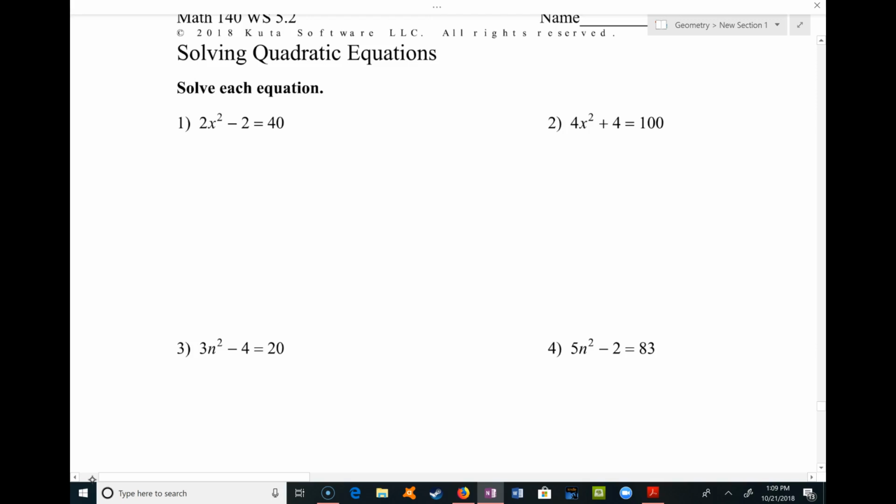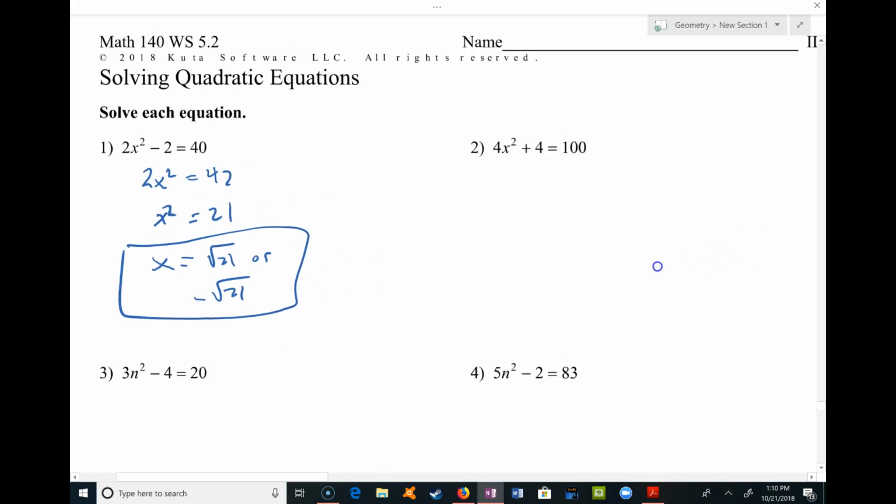So I'm going to solve this the traditional way of just undoing everything that's been done to x. First thing I would undo is the minus 2. So that'd be 2x squared is equal to 42, because I add 2 to both sides. Then I divide both sides by 2, and I get x squared is equal to 21. And then I'd square root both sides, and I get x is equal to the square root of 21 or negative square root of 21. And that would be my answer right there.